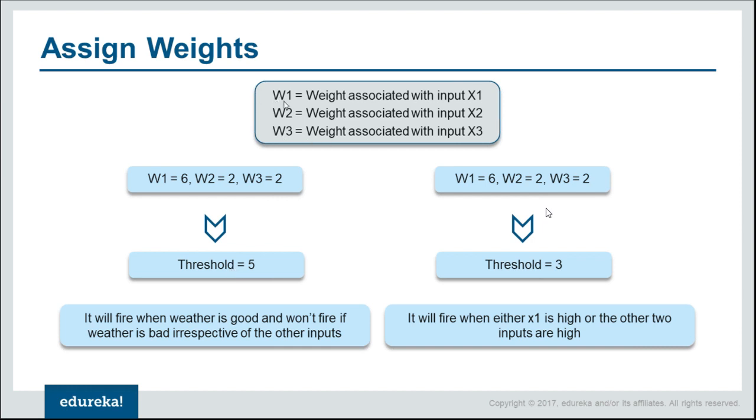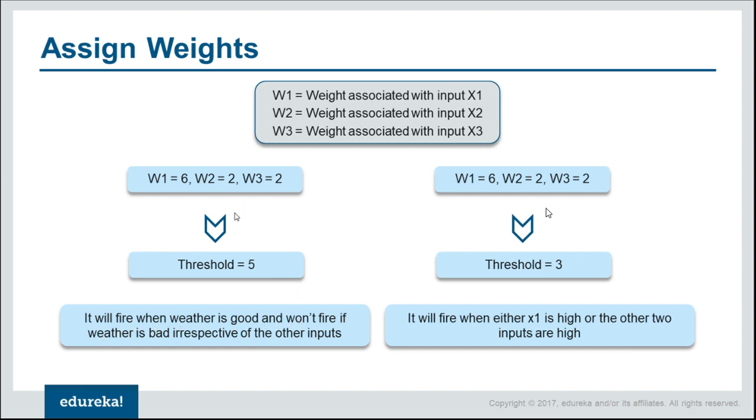So we have, let's say, W1 associated with X1, W2 with X2, and W3 with X3. We can assign these different values, and it will fire if the threshold is 5, or we can keep the same weights with a different threshold like 3. So we can see that in this case, when the threshold is higher, it will fire only when the weather is good, and won't fire otherwise.